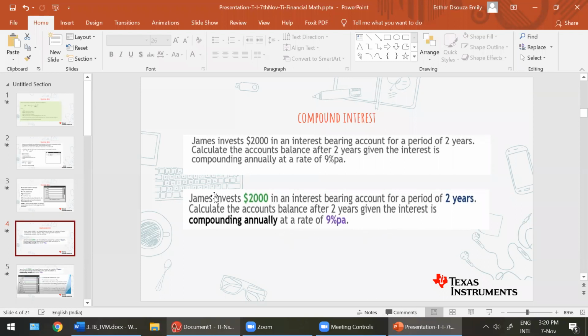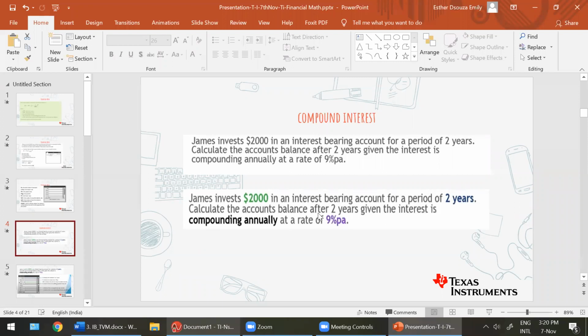Please go ahead and tell me what variable you think you're going to be calculating. So James invests $2,000 in an interest bearing account for a period of 2 years. You're already given this part as well. Now, calculating the account's balance after 2 years, given the interest is compounding annually. So you don't have to worry when it is compounding annually at a rate of 9% per annum.